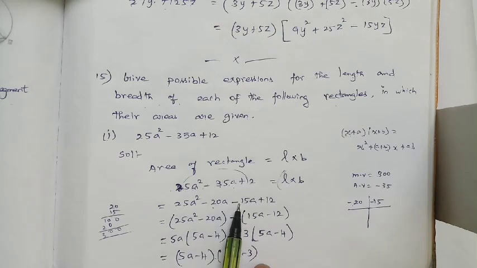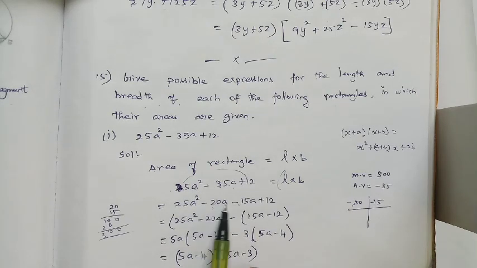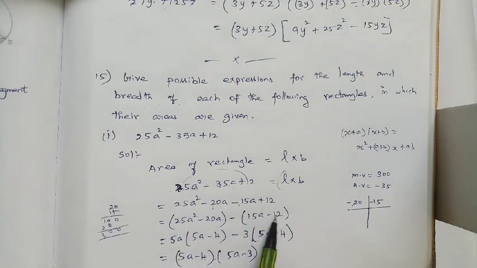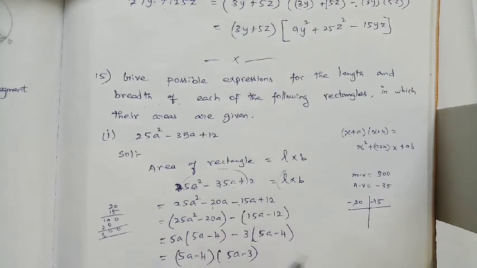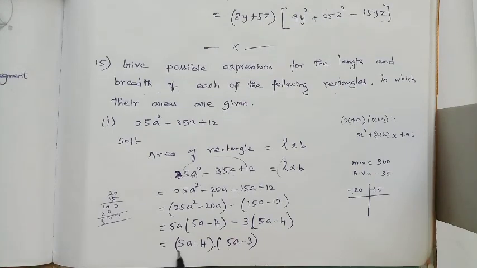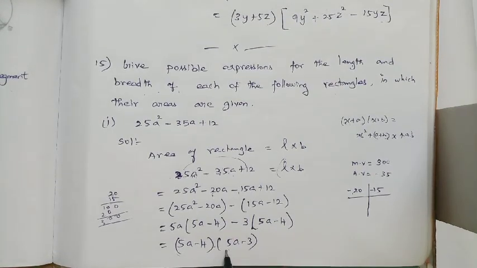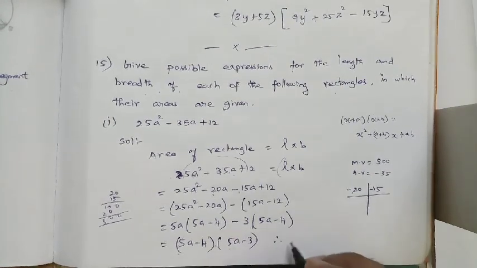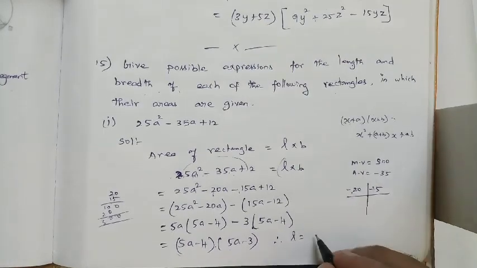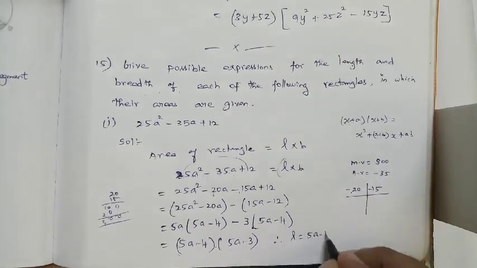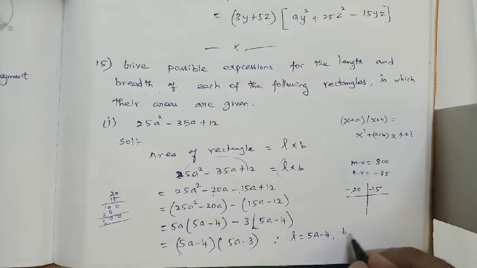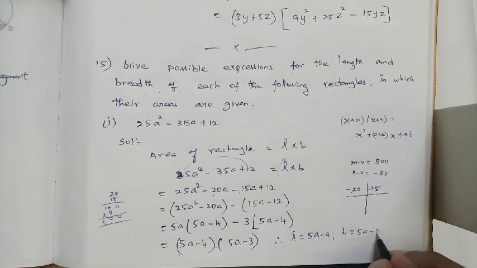Next, just grouping the first two terms and the next two terms, and taking the common terms outside. Now taking 5a minus 4 outside, the remaining is 5a minus 3. And these two are the factors. This is nothing but the length and the breadth of a rectangle. Therefore, length L is equal to 5a minus 4, breadth is equal to 5a minus 3. That's all.